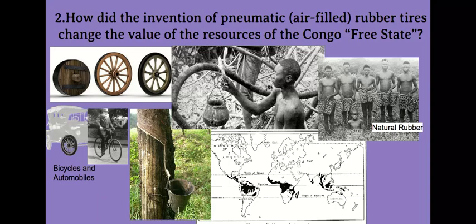So King Leopold was spending a lot of money on transportation, trains, steamboats, etc., in the Congo, getting some of his money back through the ivory trade, but he was starting to run out of funding. And then the pneumatic tire was invented, and it changed the value of his resources. Pneumatic tire, first of all, is an air-filled rubber tire.